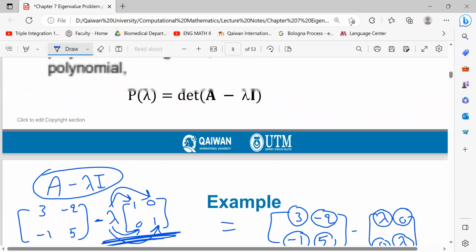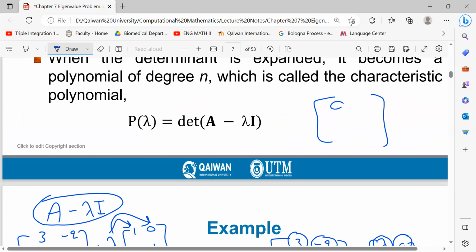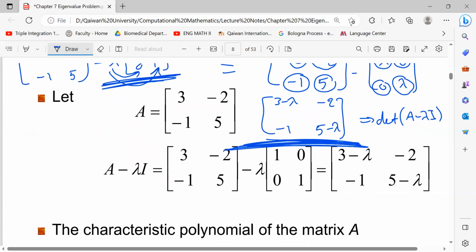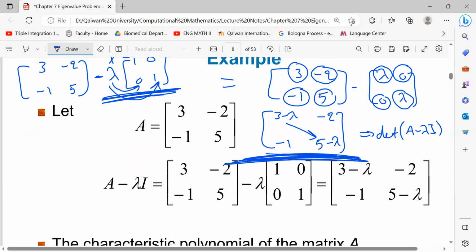For any 2 by 2 matrix, the determinant is A times D minus C times B. So here, 3 minus lambda times 5 minus lambda, then minus negative 1 times negative 2. We get 3 minus lambda times 5 minus lambda minus negative 1 times negative 2. This equals 0. We set it equal to 0.